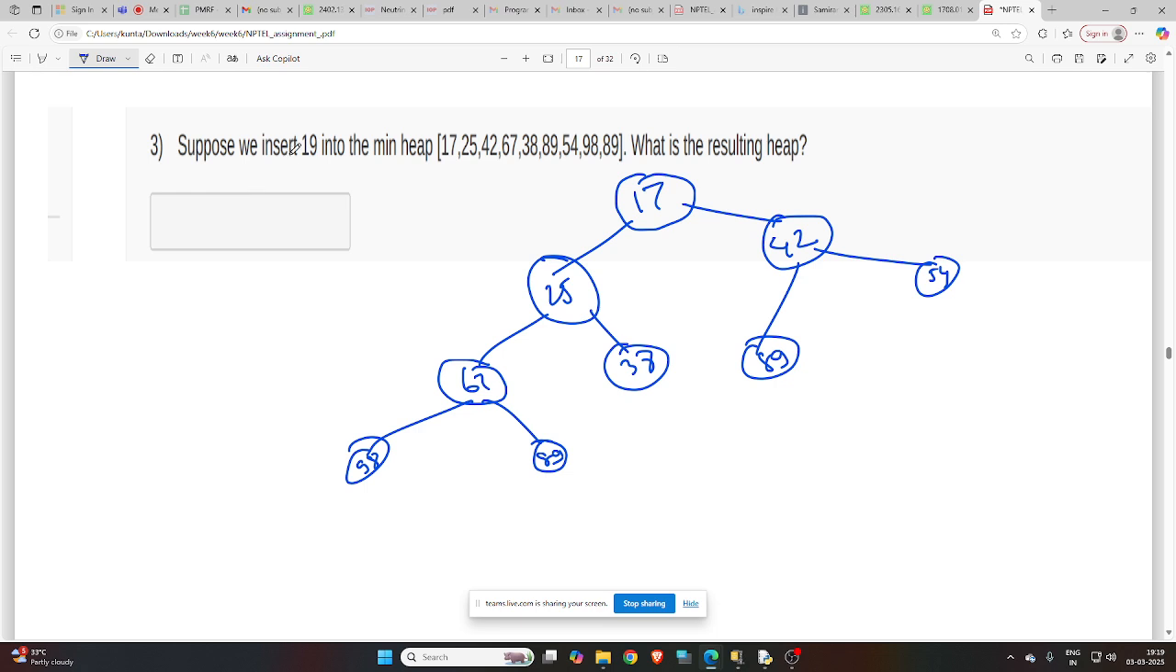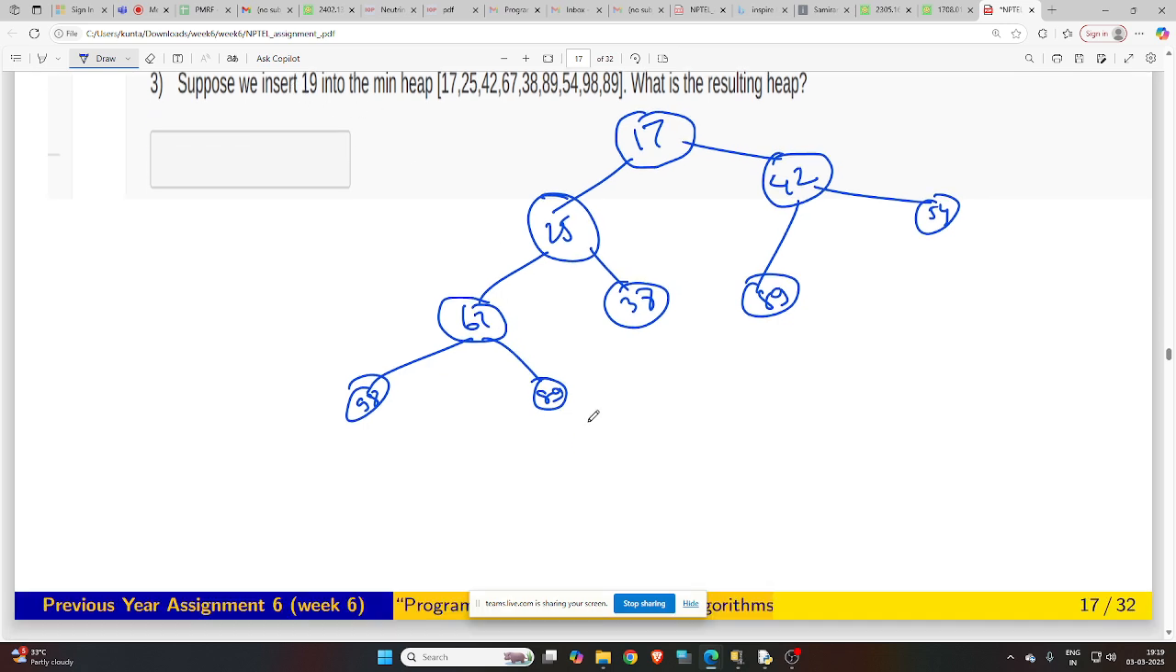Now they are saying that if I want to insert 19, where should it be inserted? It should be inserted here, because we fill from left to right. At the very first the left will be there, then the middle one, then the right will be filled. So if I insert 19 here, you can see this is not satisfying the condition. So what we can do is swap these things.